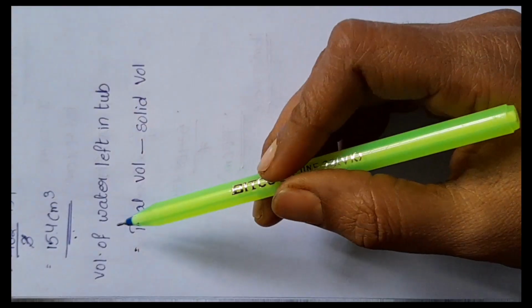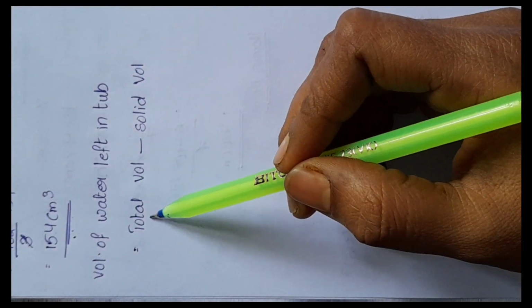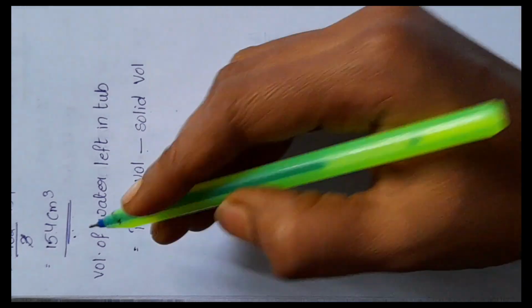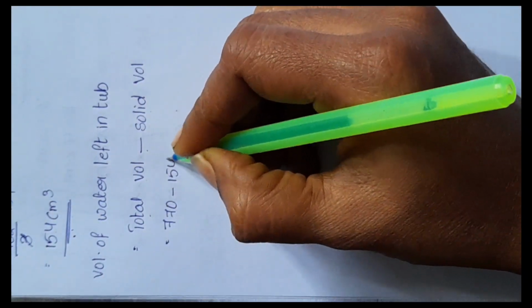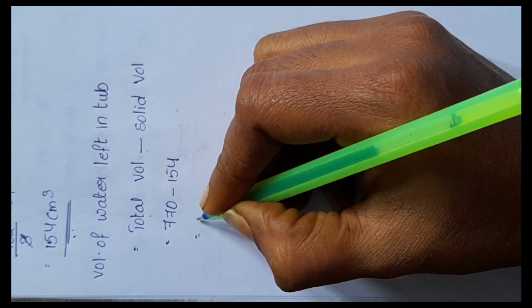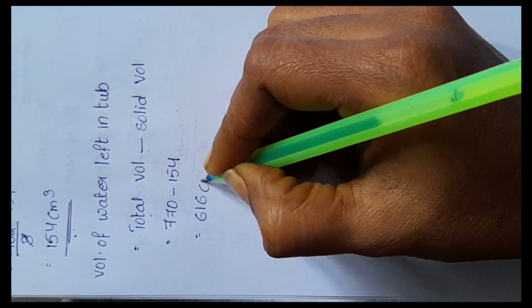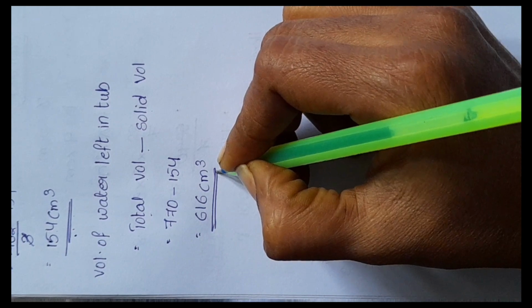And finally, we should find the volume of the water left in the tub. That is the total volume minus the solid volume. The total volume of the tub is 770, minus the solid volume, 154. On subtraction, we get the value as 616 centimeter cube, which is the volume of water left over in the tub.